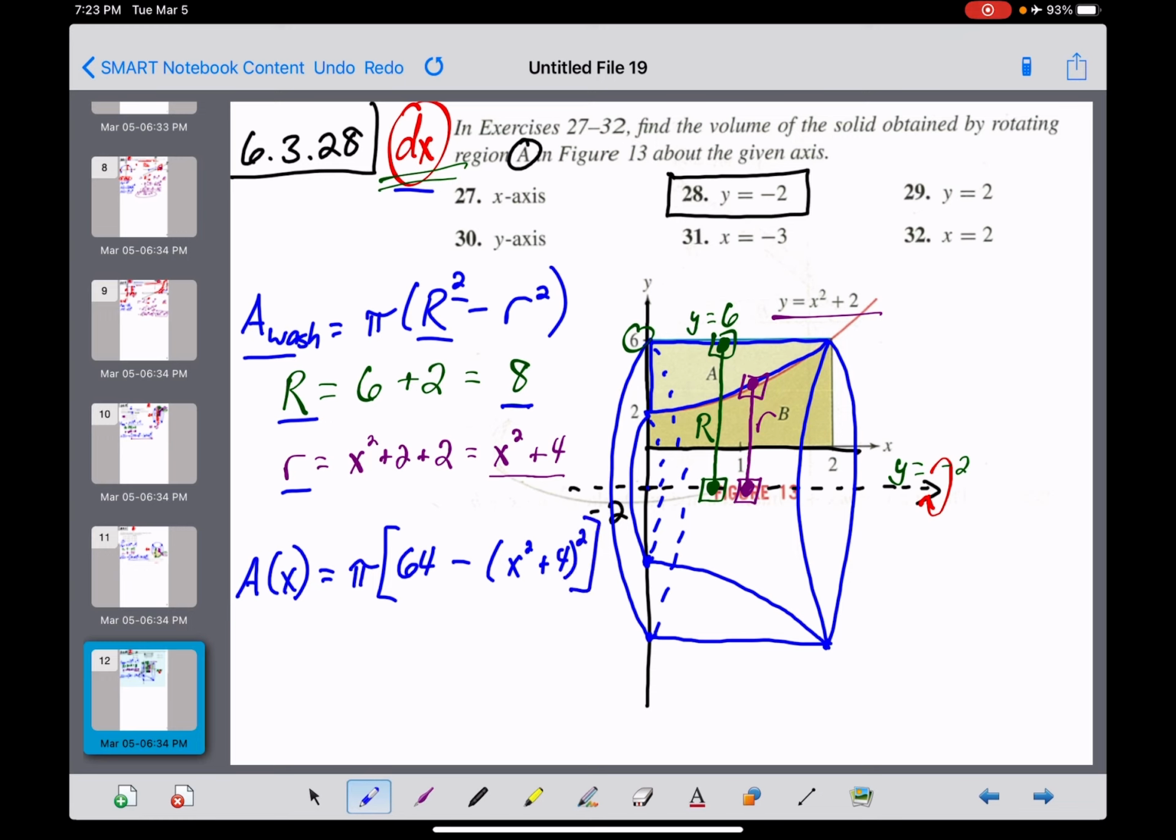And I could expand that out. I don't think I'm going to on this one here, guys. I think I'm going to leave that as is and let my calculator do the hard work for me right here.